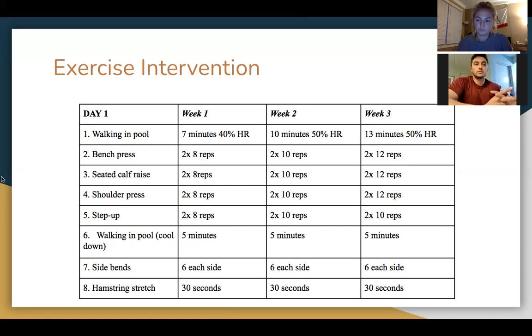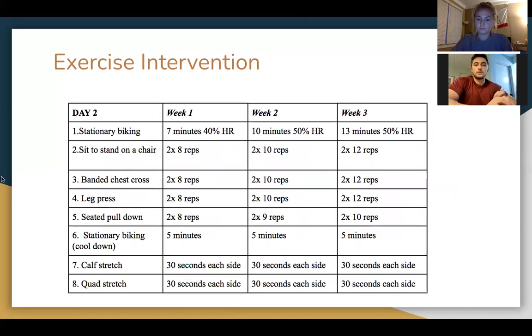So you can see as the weeks go on from 1, 2 to 3 that we're increasing slightly from the sets and rep range from 2 to 8 to 2 to 10 in week 2, and then in week 3, 2 to 12, as well as the time in the pool walking to start with from 7 minutes to 10 to 13. And that is at 40% heart rate to begin at 7 minutes, and then increasing to 50% of the heart rate at 10 minutes in week 2, and then 50% heart rate again in week 3. And then for the walking in the pool to cool down, side bends and hamstring stretch, we're keeping those even across. Those are for cool down as well as just working in some flexibility.